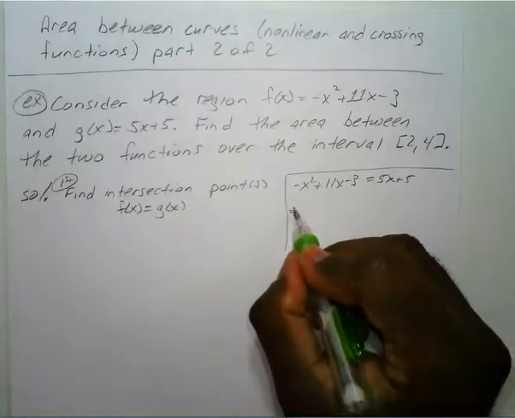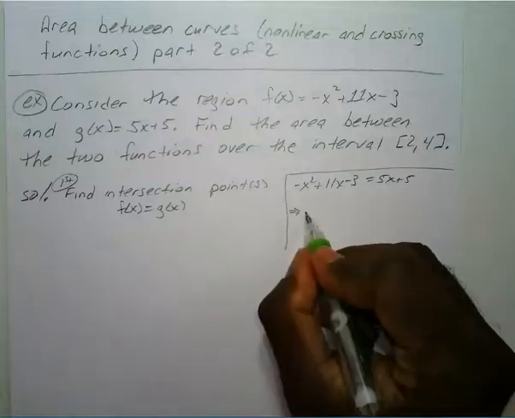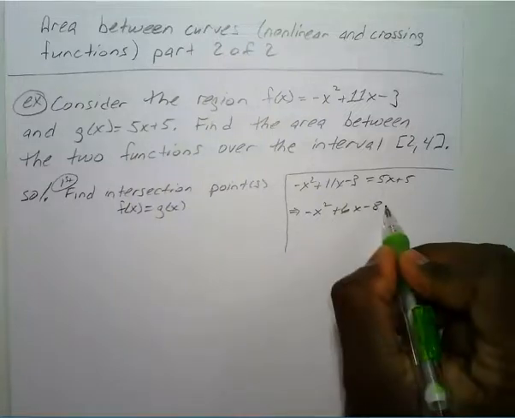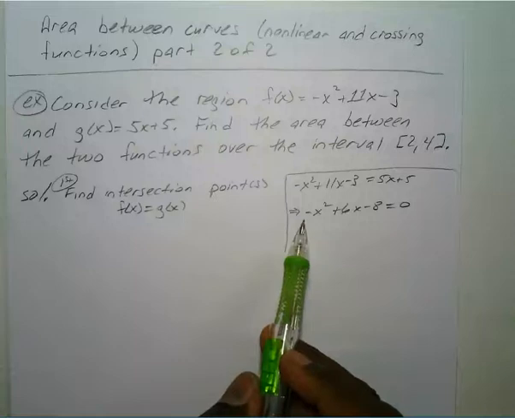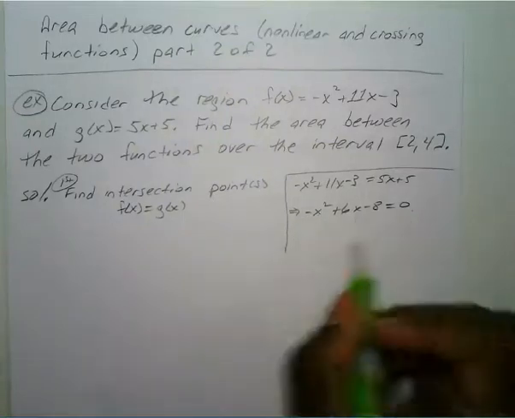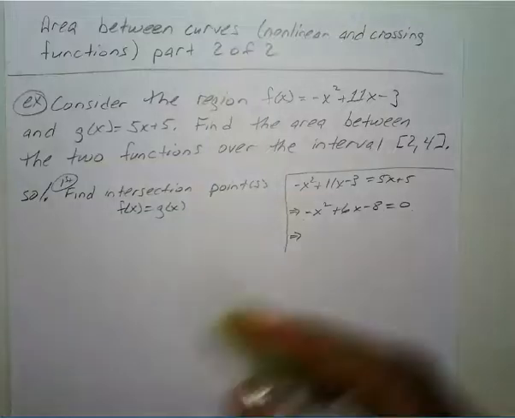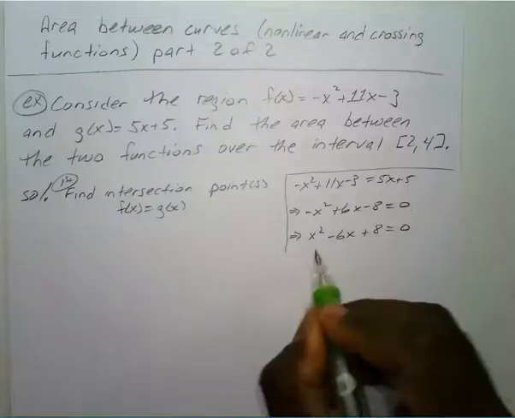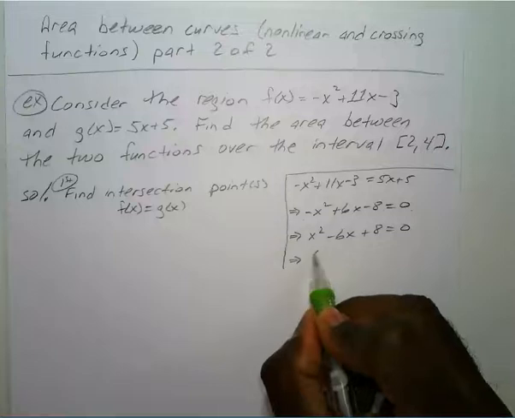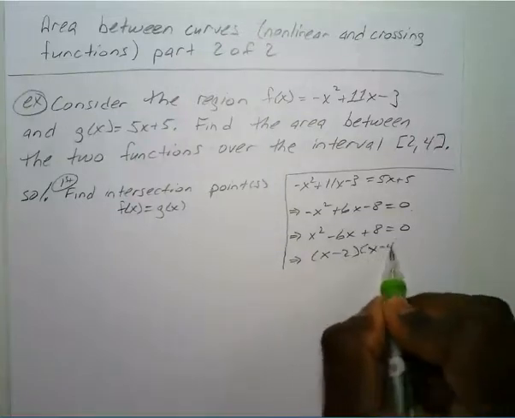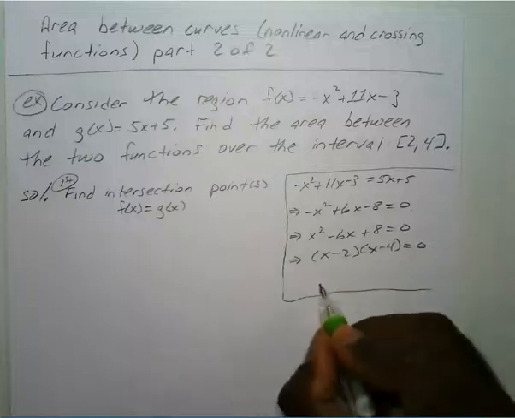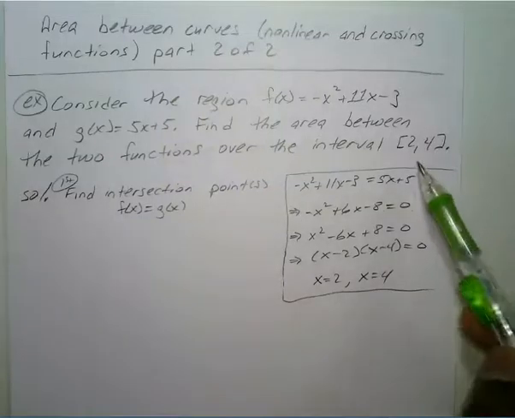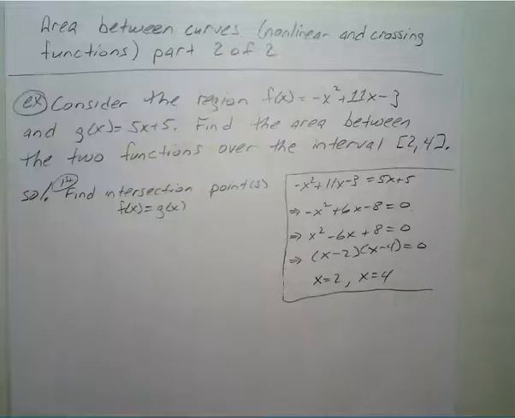Okay, so we combine our like terms, subtract 5x from both sides. We have negative x squared plus 6x minus 8, when we subtract the 5 from both sides, equals 0. And just to make that lead coefficient positive, we're going to multiply each term on both sides of the equal sign by negative 1. So you have x squared minus 6x plus 8 equals 0, which factors to the nice and neat x minus 2, x minus 4 equals 0. So that means you have x equals 2 and x equals 4. So ironically, they intersect at your interval endpoints.